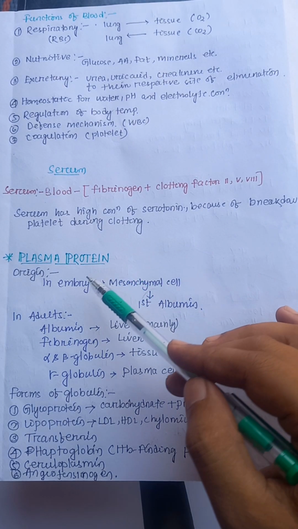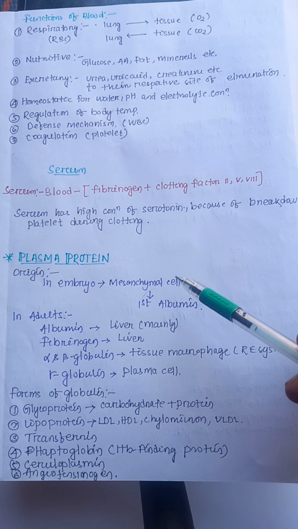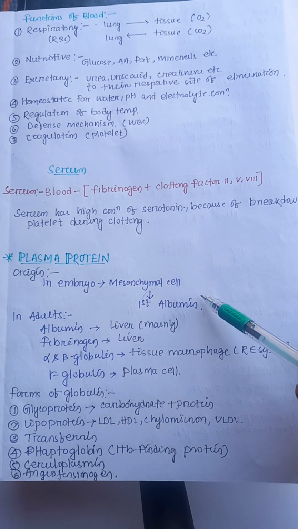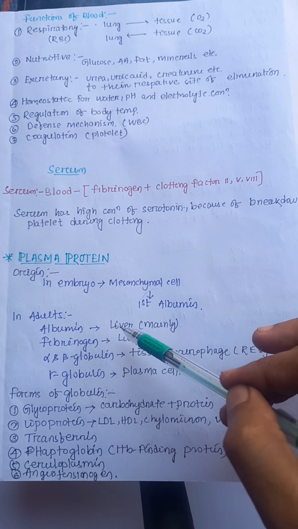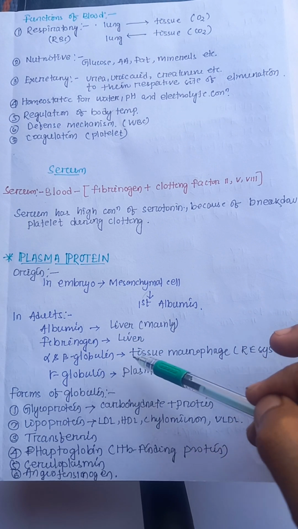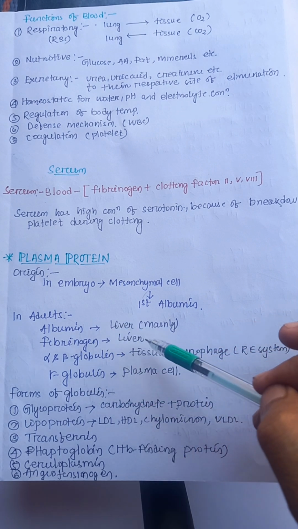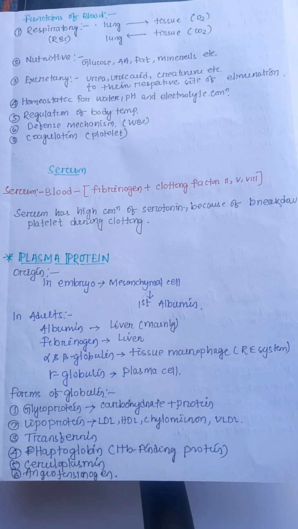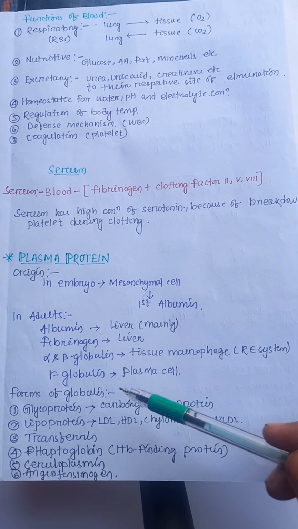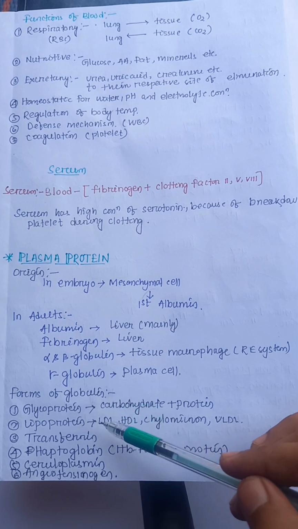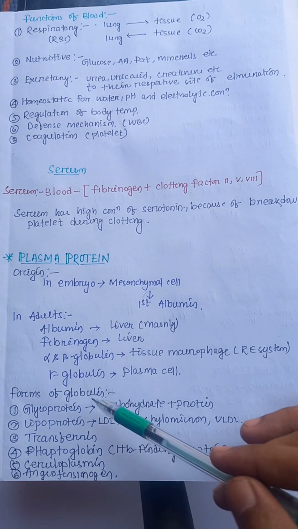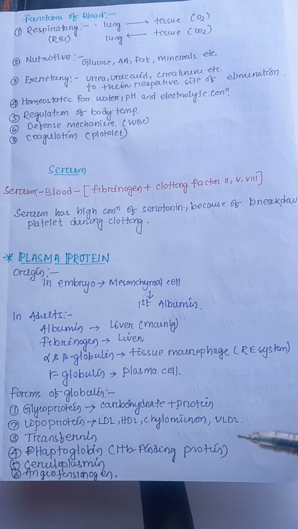Let's see plasma proteins. In the embryo, plasma proteins are synthesized by the mesenchymal cells. The first are albumin, fibrinogen, alpha and beta globulin, and gamma globulin, where albumin and fibrinogen are synthesized by the liver, alpha and beta globulins by the tissue macrophages, and gamma globulin by the plasma cells. The different forms of globulins are glycoproteins, lipoprotein, transferrin, haptoglobin, ceruloplasmin, and angiotensin. These are all forms of globulins that have a role in our body.